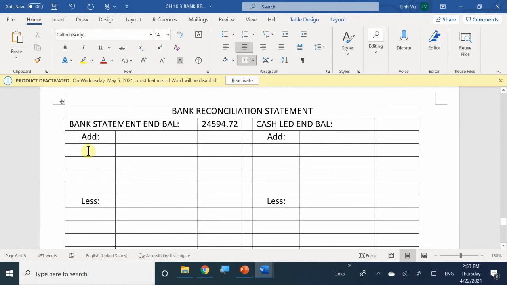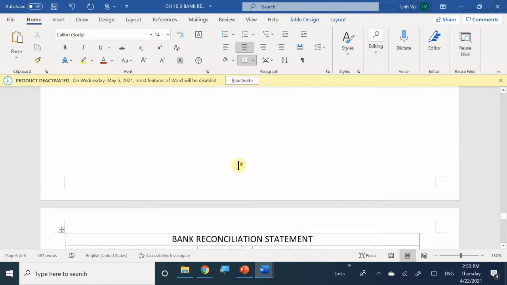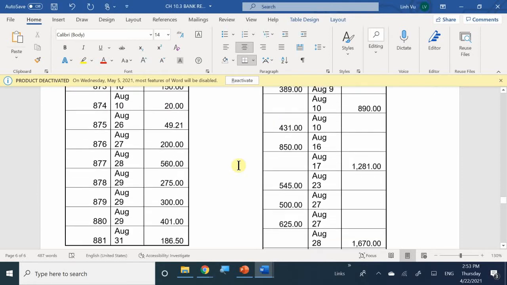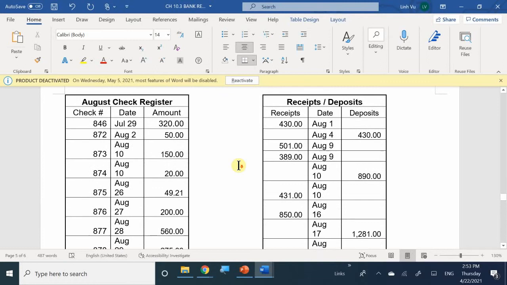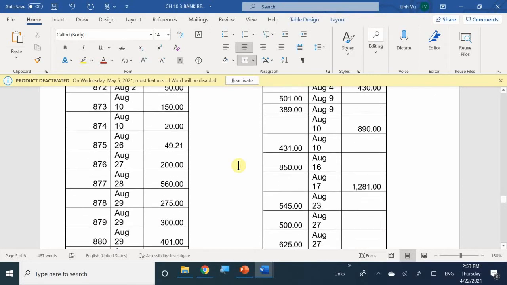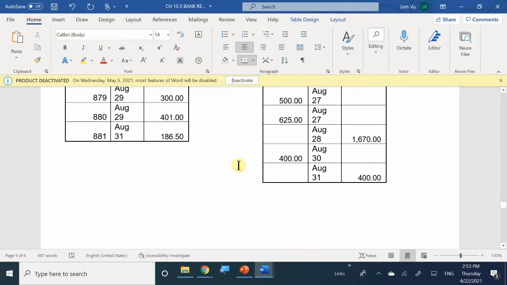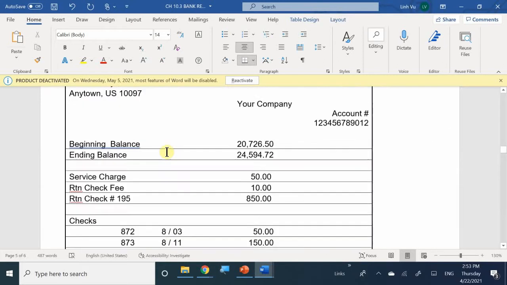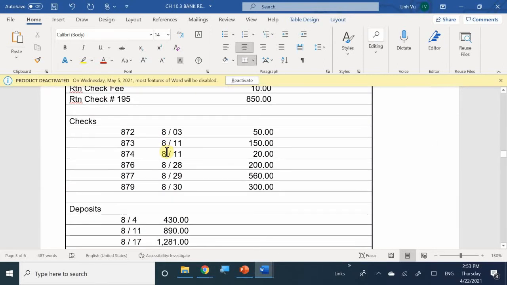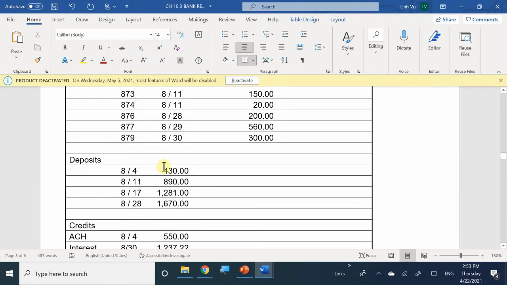You want to compare your deposits. We're going to compare deposits. So let's take a look. Here's your deposit slips. Which deposit am I missing? On your bank statement, you're showing 4, 11, 17, and 28. Okay, remember the dates are not going to reflect the same.